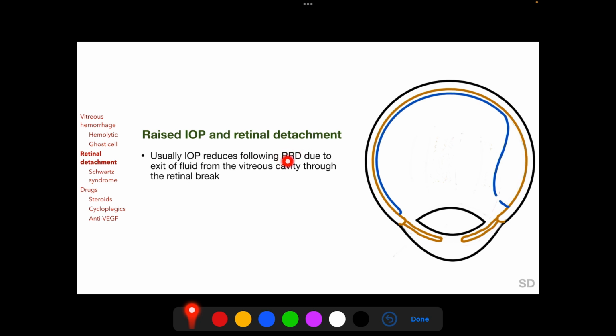Following a rhegmatogenous retinal detachment, the intraocular pressure is usually found to be low as compared to the fellow eye due to exit of fluid from the vitreous cavity through the retinal break into the subretinal space. But in a few cases following retinal detachment, raised intraocular pressure can occur.